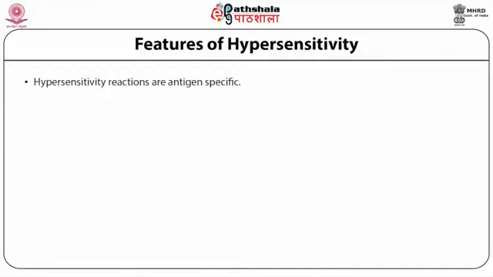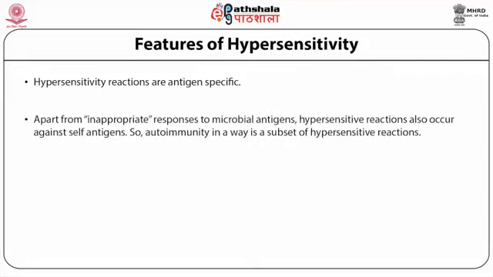Hypersensitivity reactions are antigen specific. Apart from inappropriate responses to microbial antigens, hypersensitive reactions also occur against self antigens. So autoimmunity in a way is a subset of hypersensitive reactions.